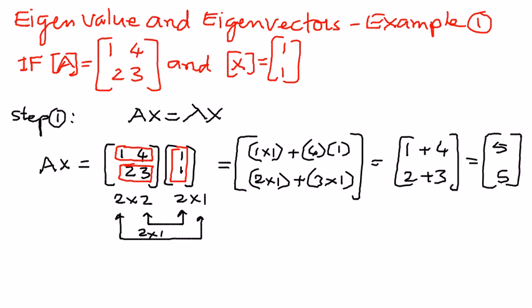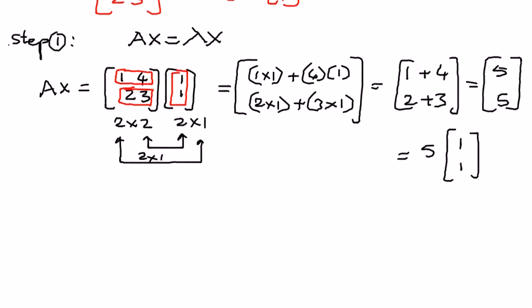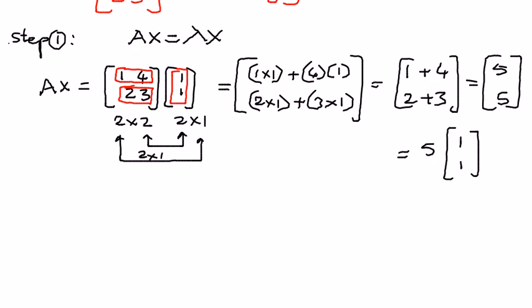So if we were to pull out 5 as common, we can also write this one as 1 and 1. So 5 times 1 is 5, 5 times 1 is 5, therefore we can pull out 5 as a common factor here, and therefore we can make some observations from here. In here, this 5 is what is called the eigenvalue, lambda, that is equal to 5. And then in here, this 1 and 1, this is called the eigenvector.